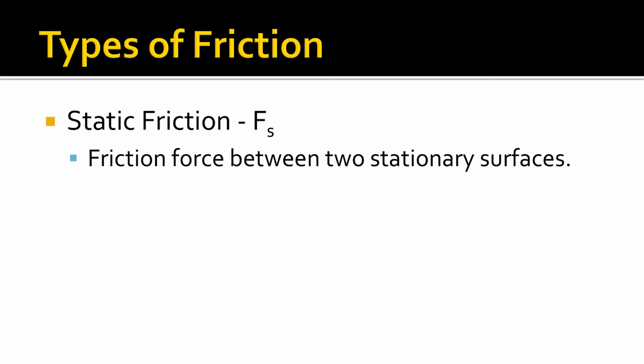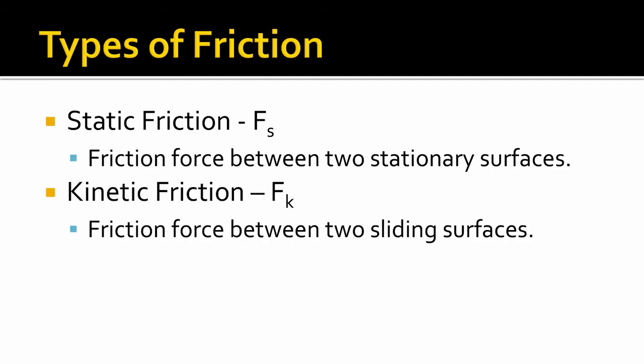Now, there are two different types of friction. The first type we call static friction. We denote that as Fs. This is the force of friction between two stationary surfaces. It's a static situation, so you have two stationary surfaces. Now, if you have two surfaces that are sliding across each other, we call that kinetic friction. Denote that with an Fk.